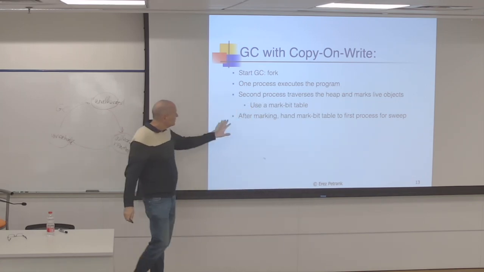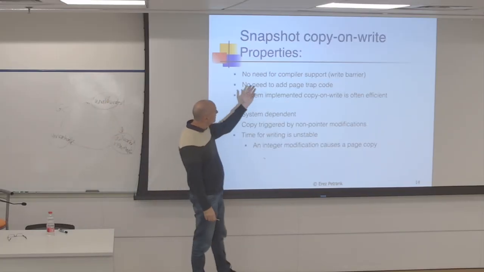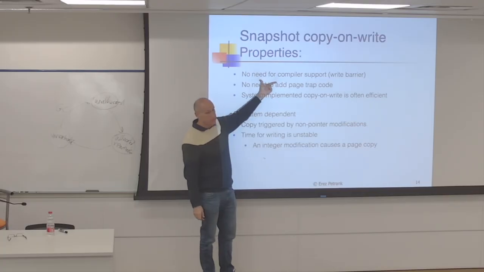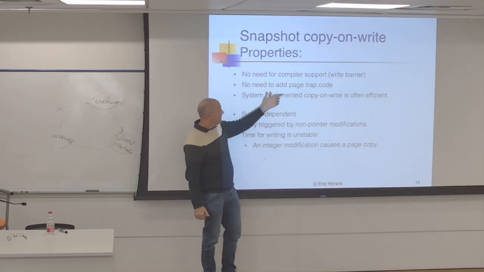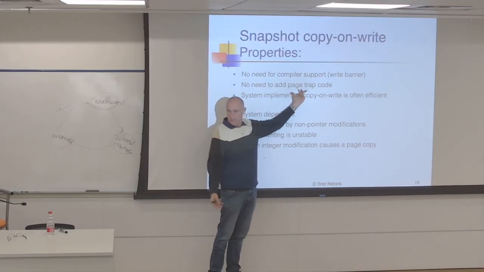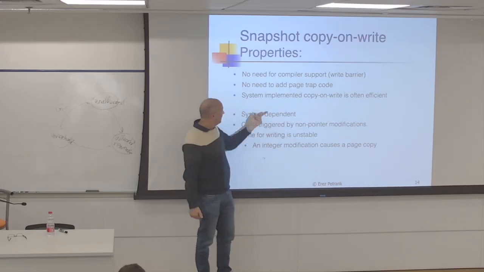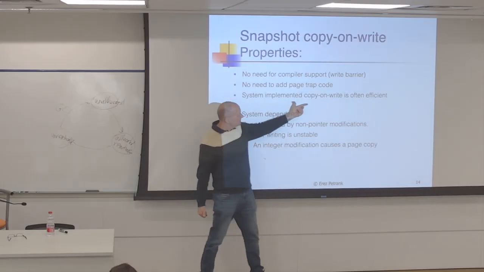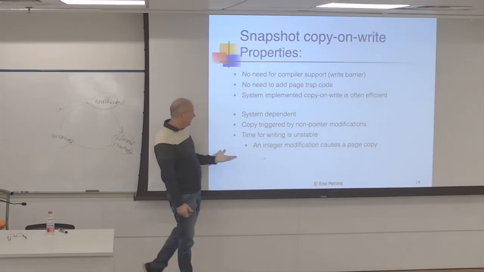Okay. So this is the copy on write solution, and it also has some problems. The good thing is you still don't need compiler support to do the write barrier. You don't need to add page trap code, which we did not want to add when you do a product that you ship. And the system-implemented copy on write is usually efficient, but there are bad things.